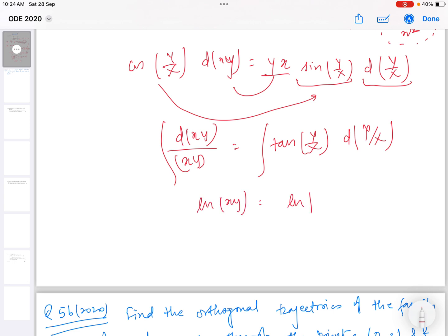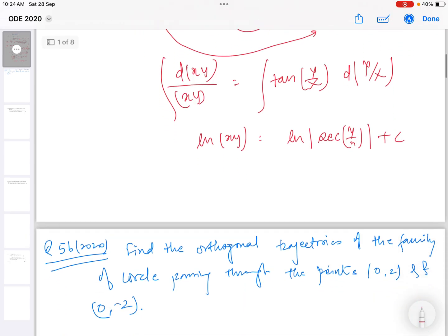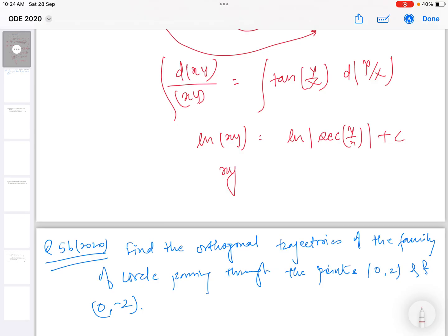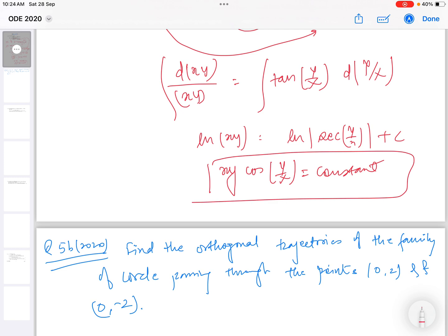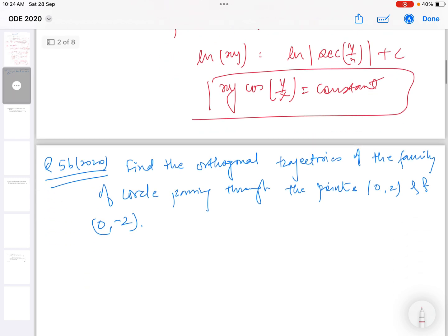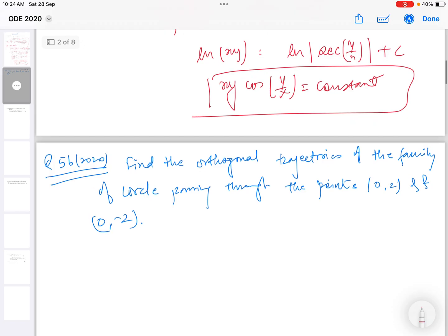ln mod xy equals ln mod sec y by x plus c. So this can be written as xy, ln cos y by x, then something e raised to the power c, that is nothing but another constant. So this is our final equation. So the theme was you identify the exact equation. How will you be able to do this? By practice.